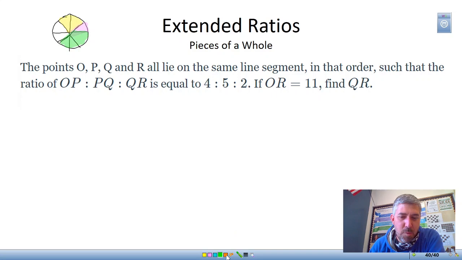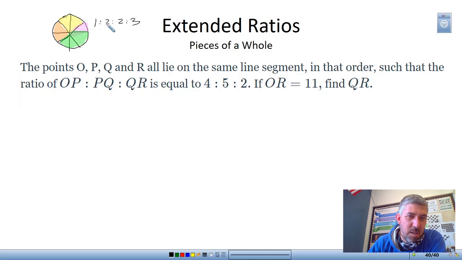So this pizza was consumed in the ratio 1 to 2 to 2 to 3. Somebody had 1 piece, the pink, then somebody had 2, the yellow, another person had 2, the orange, and another person had 3, the green. Here's the yellow person, here's the green person, and then the pink person. Each one ate a piece of pizza, so that makes an extended ratio. It's parts of a whole.